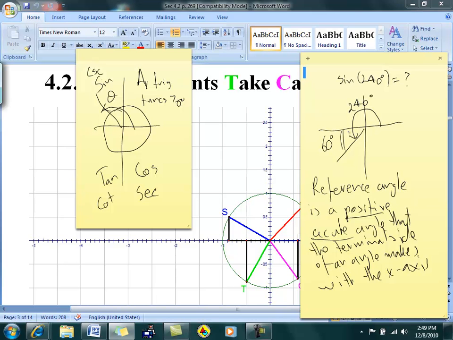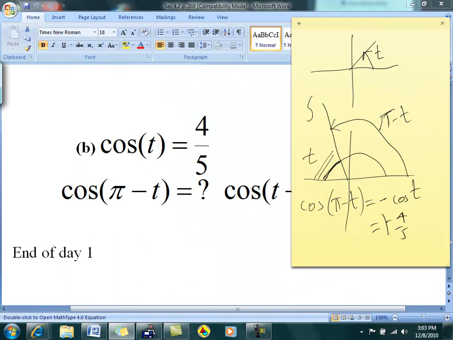Now since this is in Q3, and since only tangent is positive in this quadrant, sine is going to be a negative quantity, and then you're going to do negative sine of the reference angle, which is 60 degrees. Sine 60, and then from your table, you should see that sine of 60 is root 3 over 2, so your answer is negative root 3 over 2. And so that's the last example of the day, and I'm done.